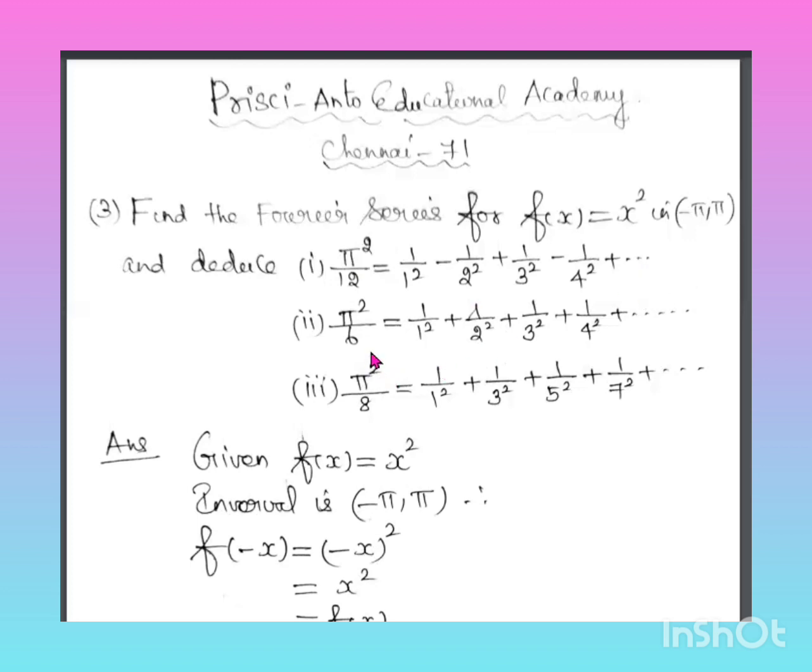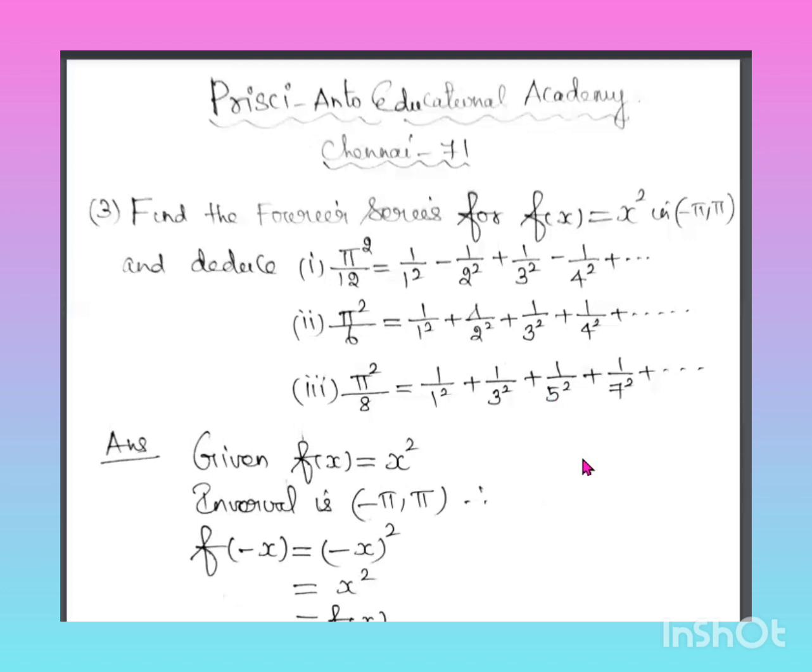Subdivision 2: pi square divided by 6 is equal to 1 by 1 square plus 1 by 2 square plus 1 by 3 square plus 1 by 4 square plus etc. Subdivision 3: pi square by 8 is equal to 1 by 1 square plus 1 by 3 square plus 1 by 5 square plus 1 by 7 square plus etc. So these three deductions, we have to prove it.